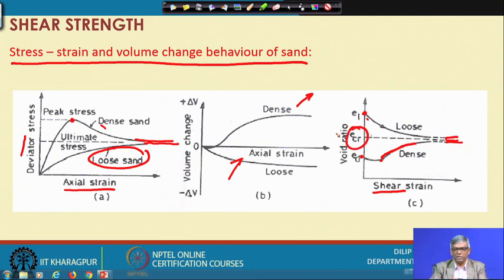This critical void ratio can also be obtained from the laboratory by some mechanism, and that you can see in the next slide.